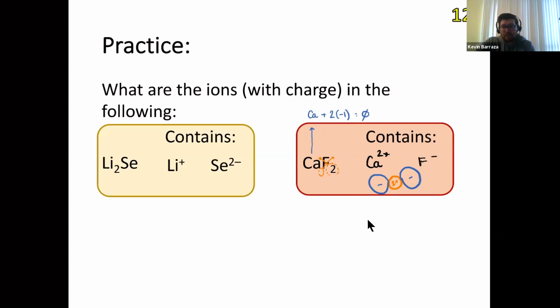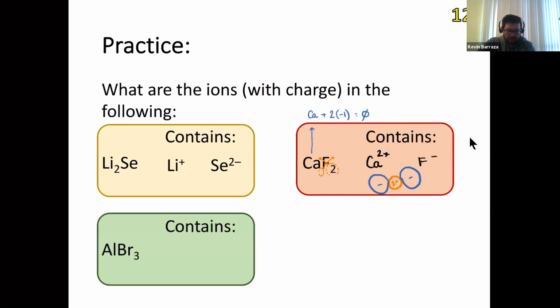And if we wanted to go the other way, if we knew calcium was the +2, we could set up an equation to solve for the F as well. So it works both ways, as if you know one, you can solve for the other. So how about we try it one more time with AlBr3. Again, the task is, what are the ions in this formula?